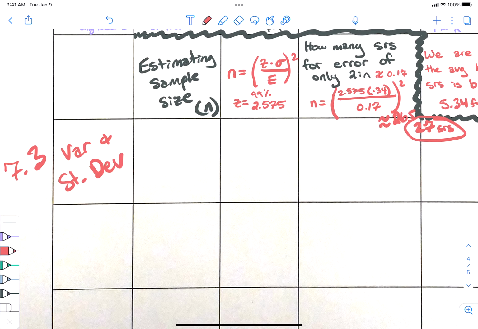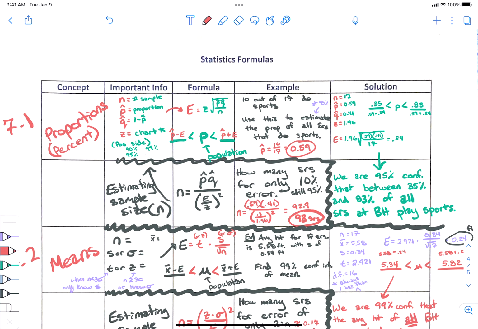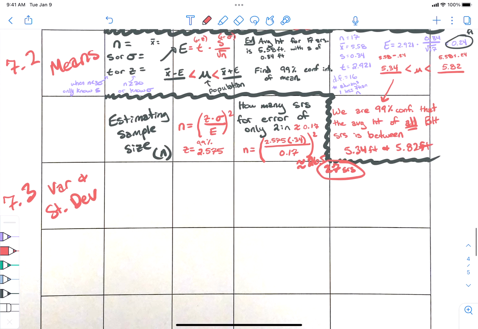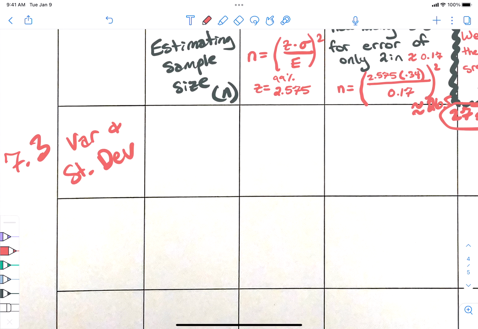All right, this is for Lily and Molly. We are finishing the last little bit of the stats formulas that we need for chapter 7, and we're on 7.3, which is variance and standard deviation. Okay, we're going to start with some variables that we need.